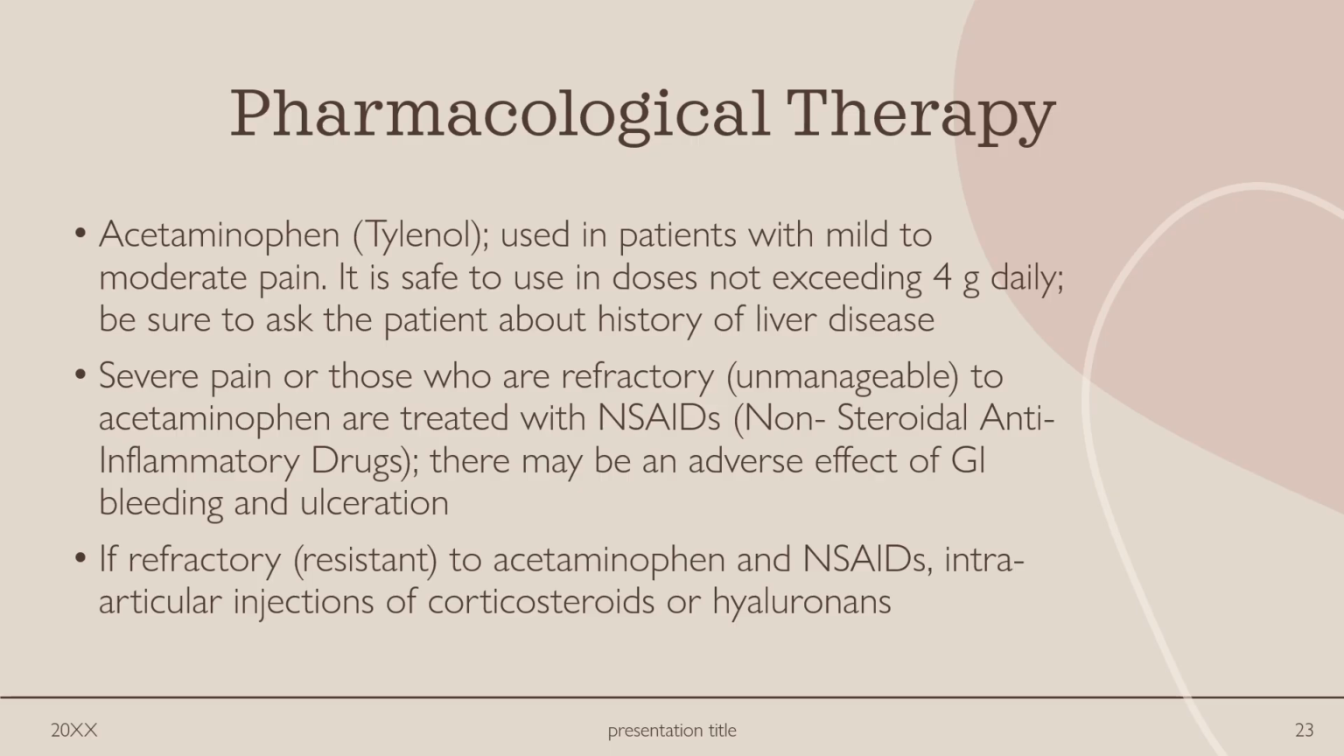And then severe pain, or those who are refractory, meaning refractory is another name for unmanageable, meaning that it is very difficult to manage their pain with acetaminophen. And so now we're going to bump up from acetaminophen to an NSAID, a nonsteroidal anti-inflammatory drug. Now, we need to be careful about this because there can be an adverse effect of GI bleeding, and if they take too much, they can develop an ulcer, an ulceration. So that is also going to contribute to the GI bleeding.